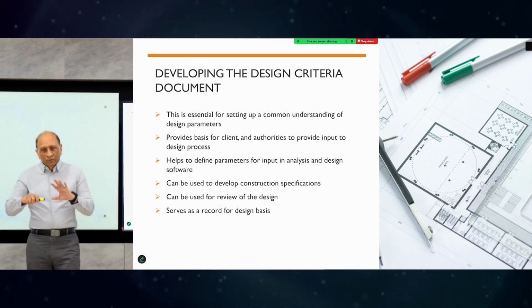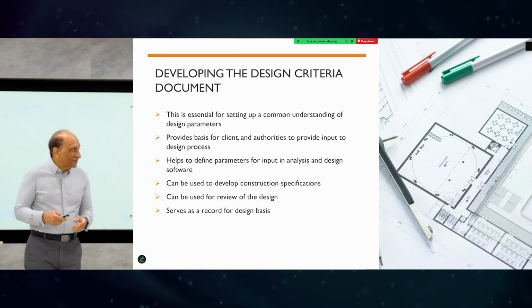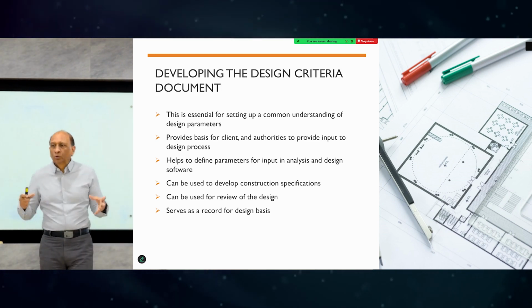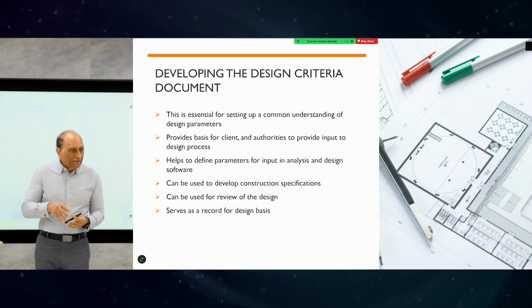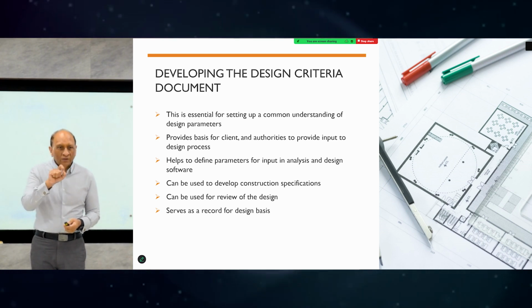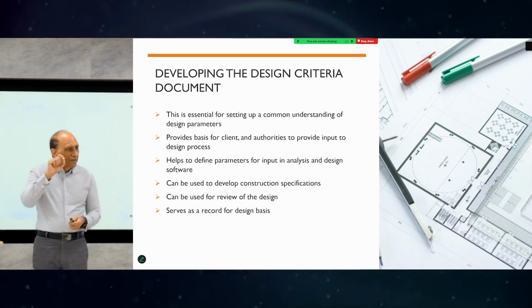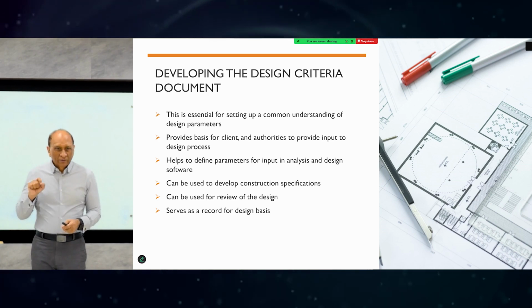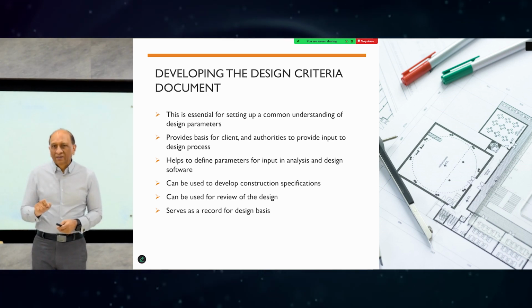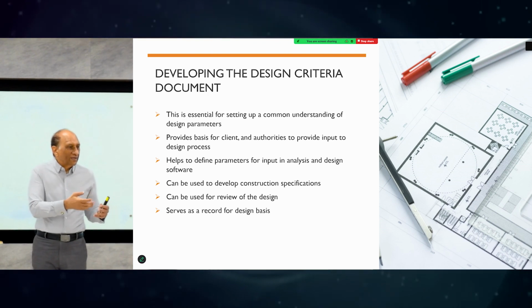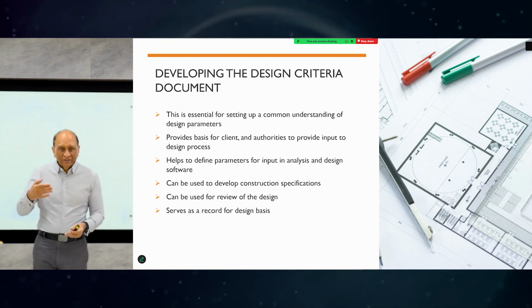So that's the overview of the design process. Design criteria is very important because this will set the rules for your design. Everything, which code you will use, which method you will use, which software you will use, what soil you will use, what criteria you will use, everything that you're going to do, you will write down first. That this is my project, these are my rules, this is what I'm going to do. And then follow those.